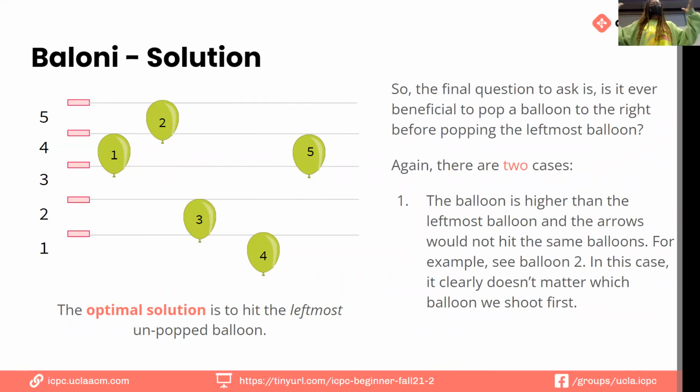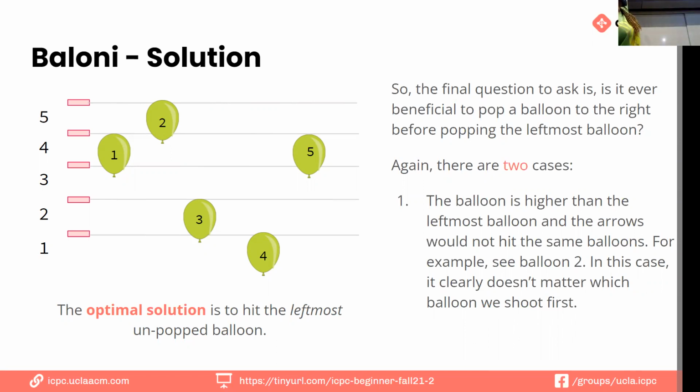So the final question to ask is, is it ever beneficial to pop a balloon to the right before popping the leftmost balloon? This is, of course, very important. So again, there are two cases. One, the balloon is higher than the leftmost balloon, and the arrows would not hit the same two balloons.